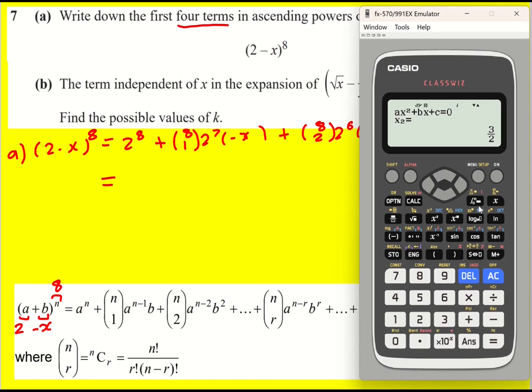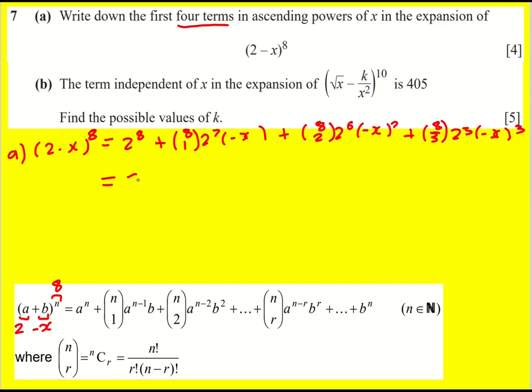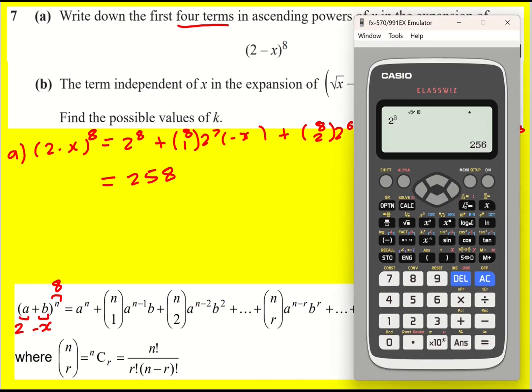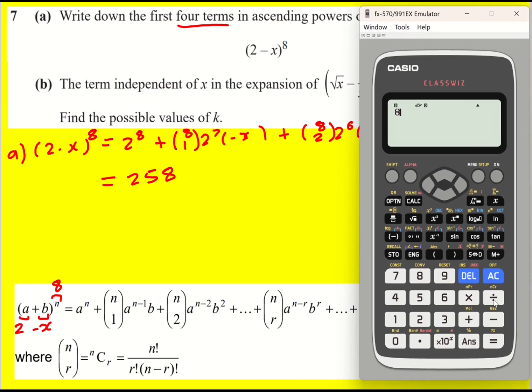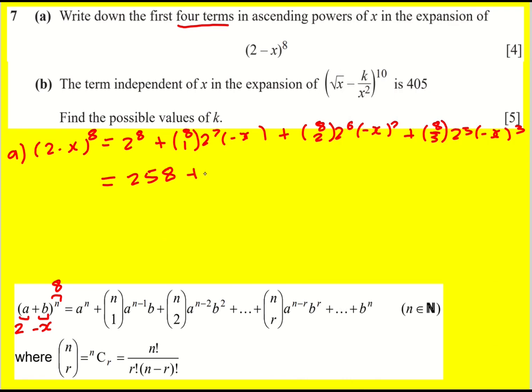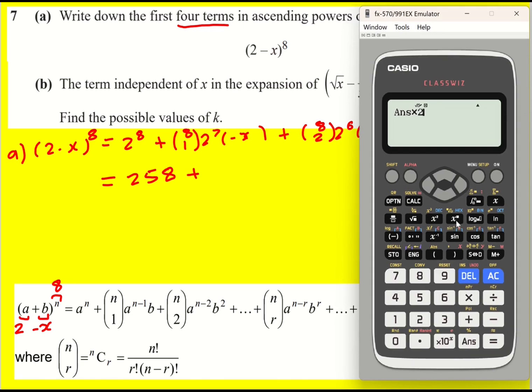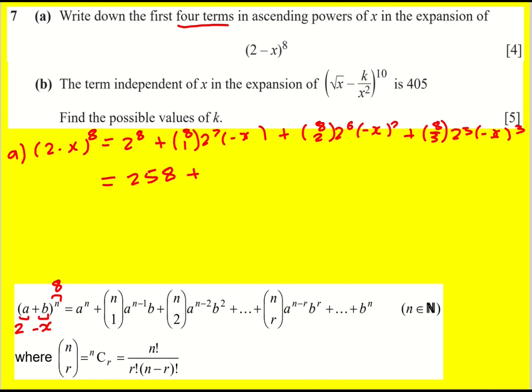So 2 to the 8, 256. 8 choose 1. Actually, this is just 8. Oh, and then I have to times by 2 to the 7, 1024. But actually it's then times minus x. So I'm going to get minus 1024x.